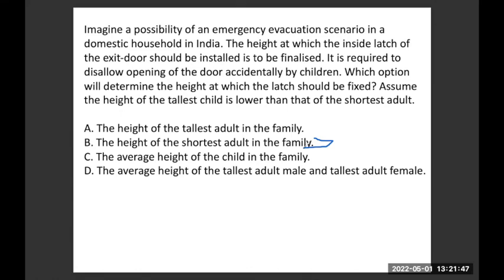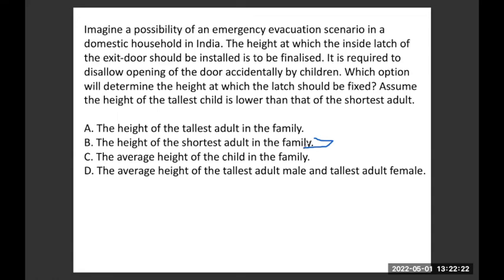I cannot take the average height of the adult male or the adult female because I haven't been given any condition in the question as to what is the height difference between the tallest adult male or female, or between a male and a female in the house. So option D says it is not possible. I cannot consider the average height of the child because the child is somebody who is not going to open it, and hence I'm left with the last one, that the shortest adult should be able to open it.